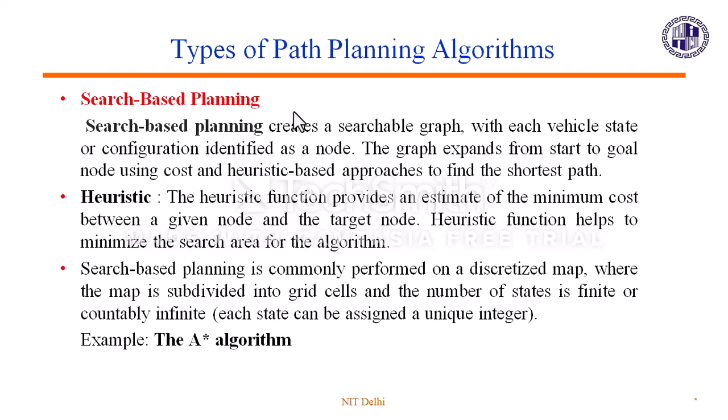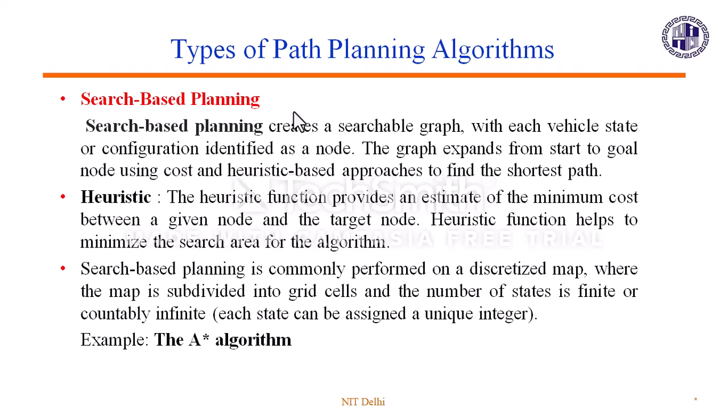The first one is search-based planning. Search-based planning creates a searchable graph with each vehicle state or configuration identified as a node. The graph expands from the start to the goal node using cost and heuristic-based approaches to find the shortest path. Heuristic is nothing but a function that provides an estimate of the minimum cost between a given node and a target node.